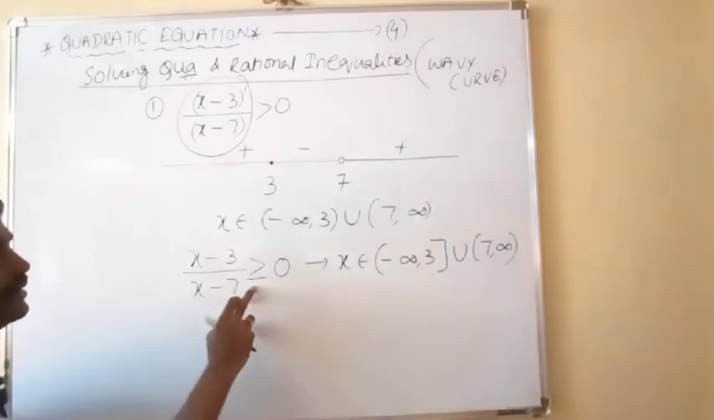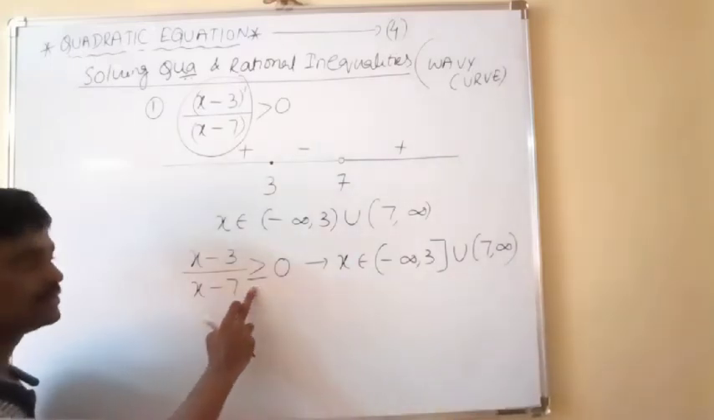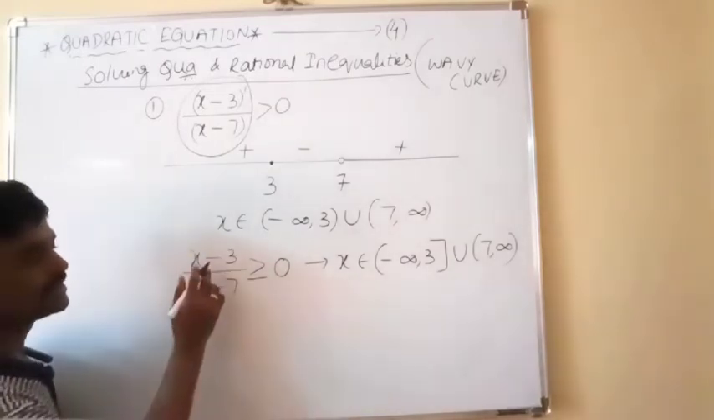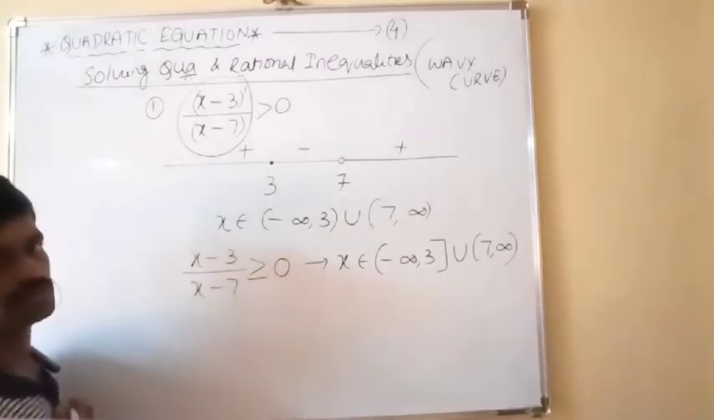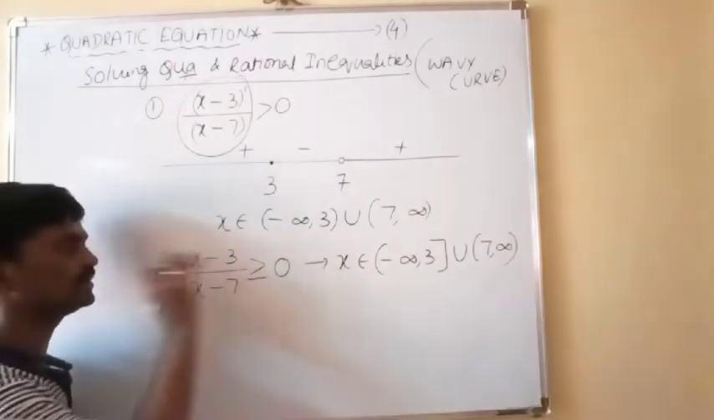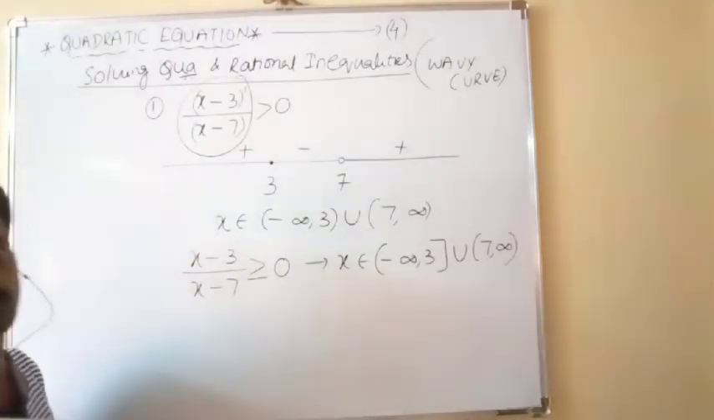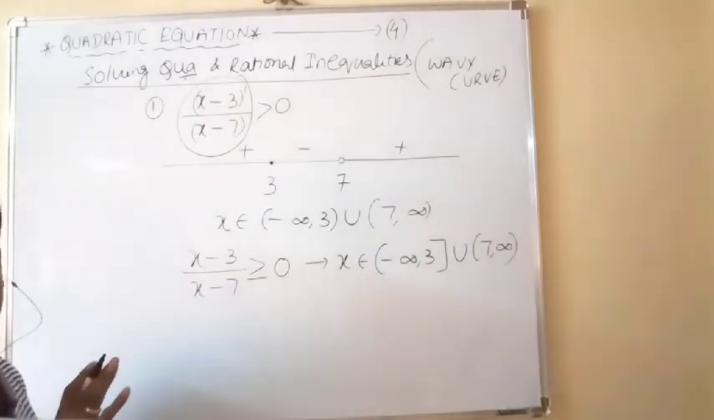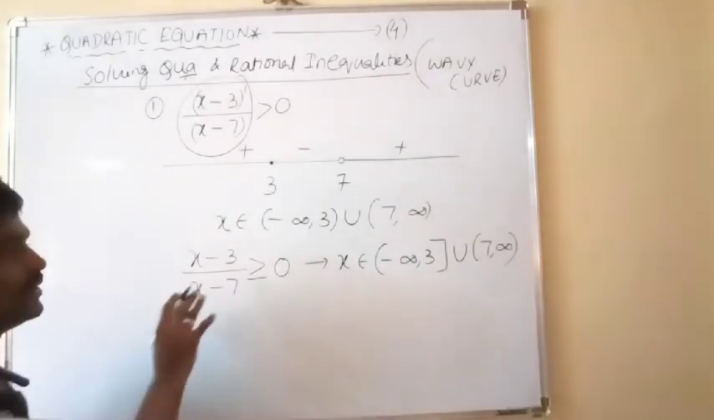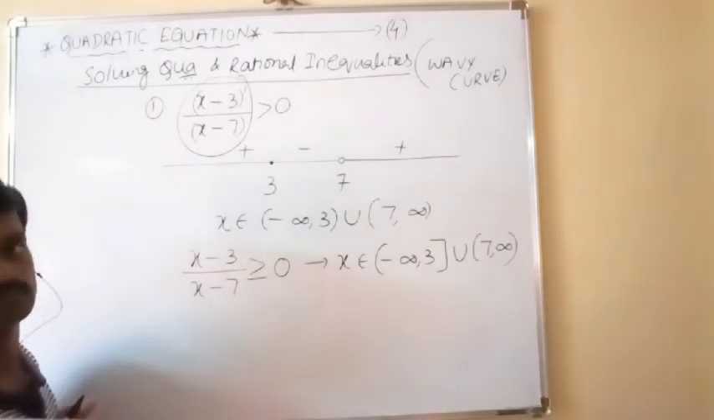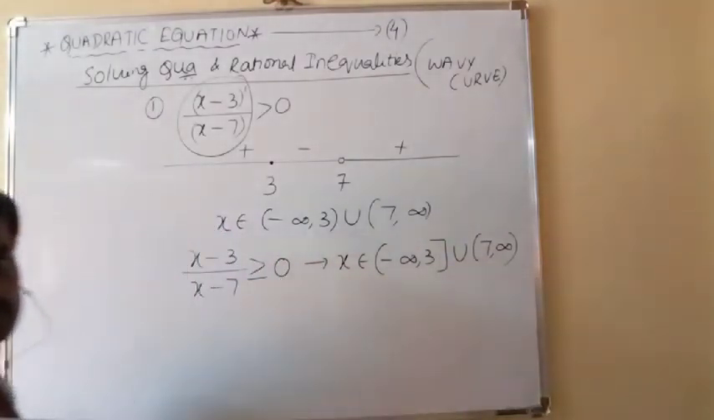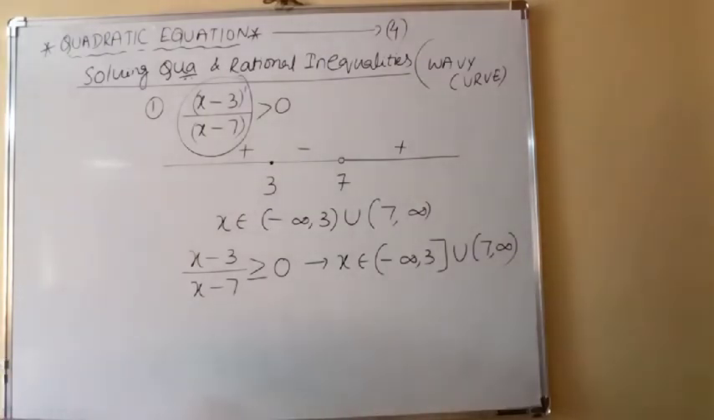So that means here we have to find the solution for x minus 3 by x minus 7 greater than or equal to 0. That means we have to find the points where this x minus 3 by x minus 7 is equal to 0 also. At x is equal to 7, this is not equal to 0. See. Okay. At x is equal to 7, it is not equal to 0. It is not defined. Okay. So that's why I am not including 7, but I am including 3. Okay. Next one.